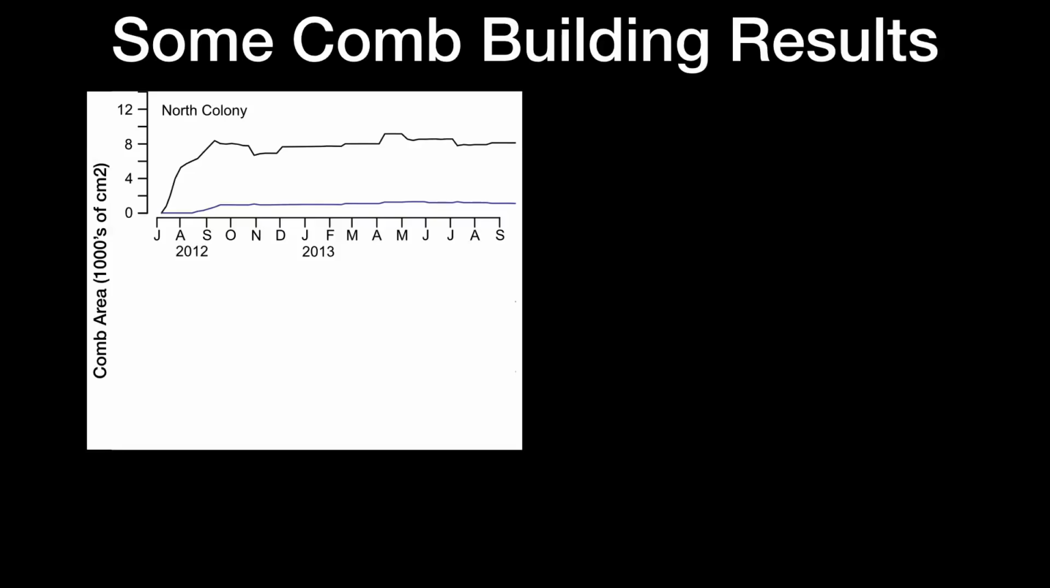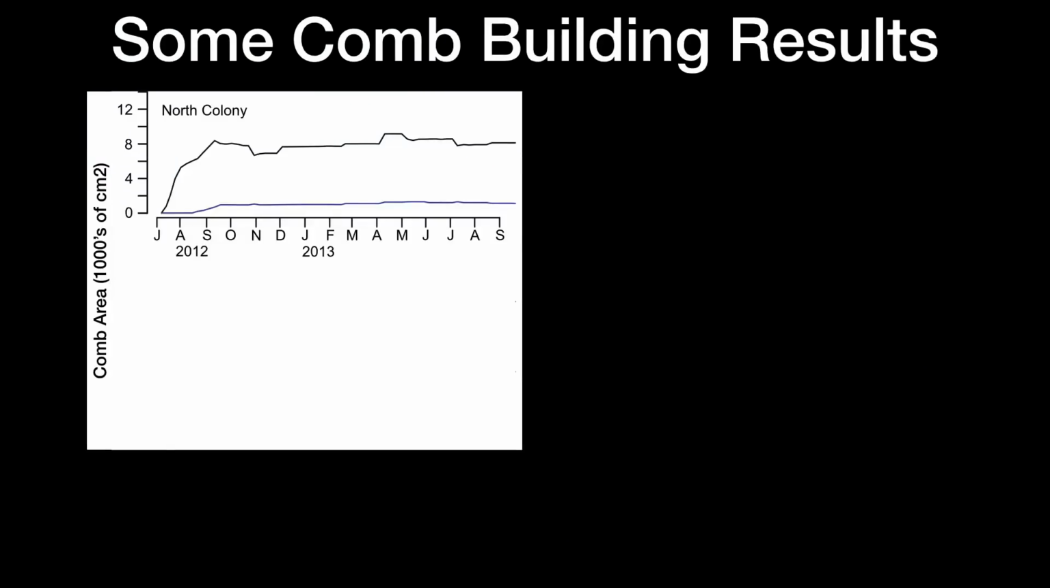You can see that the North colony did a great job of building a lot of comb right at the beginning. These colonies, when they move into that place, they're really ready to go. They're really rearing to go. They build a lot of comb. And they did build drone comb in their first year, but they plateaued and didn't do much after that. They were in a tough spot.